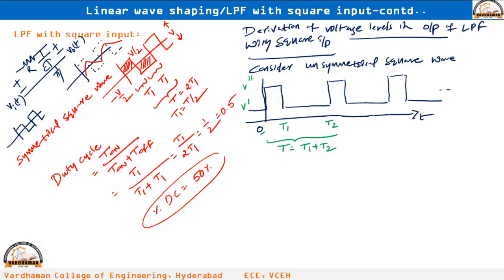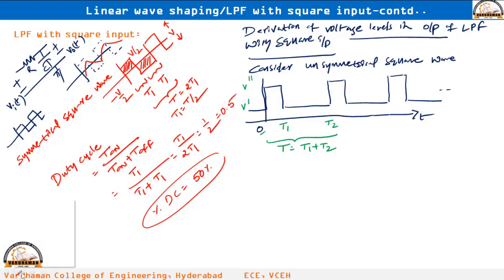This one, with respect to input only, I am talking now. An unsymmetrical square wave we have taken as the input for the low pass filter. Then the on time is different from the off time, that is T1 and T2 respectively. Total time period is equal to T1 plus T2, and the voltage levels of the square wave are also totally positive, because the entire signal is above the x-axis. Those levels are V1, V dash and V double dash.